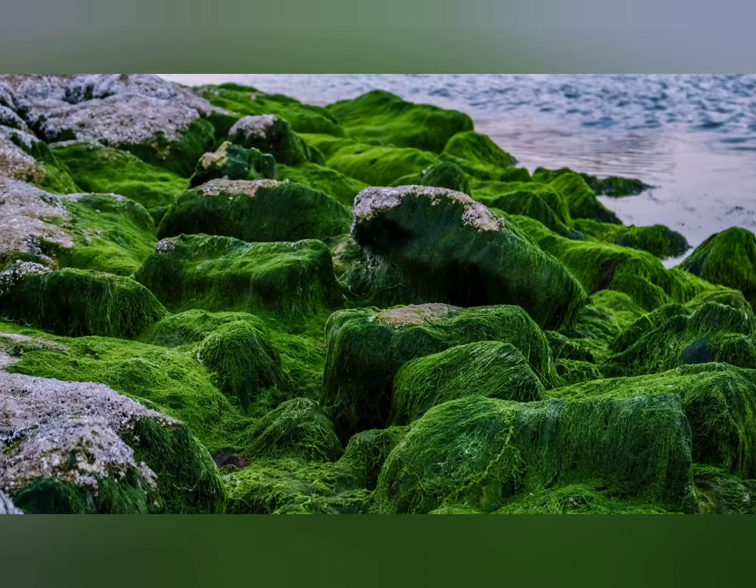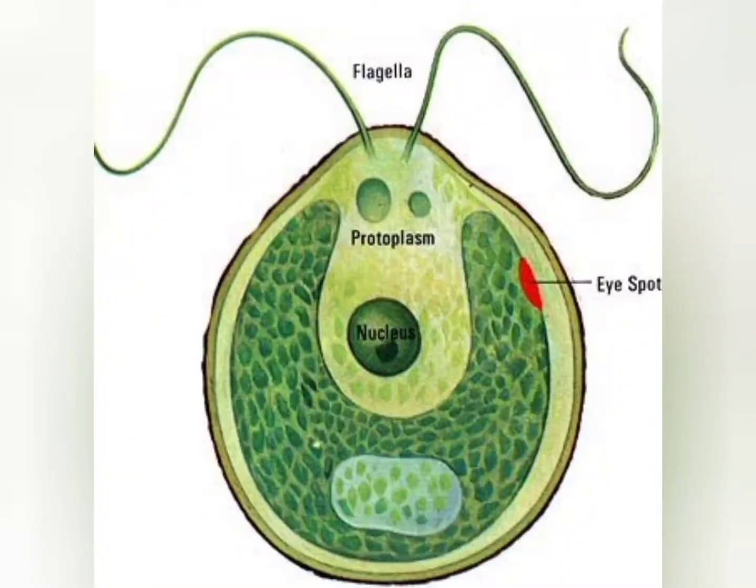Now let's move on to algae, the next group. They are the most primitive and simple plant-like organisms. Why plant-like? Because they contain chlorophyll, and with the help of chlorophyll, they can produce their own food. So they are autotrophic, right? They are generally found in moist places. Some of them are so small that they can be seen only under a microscope, but some of them are so big.